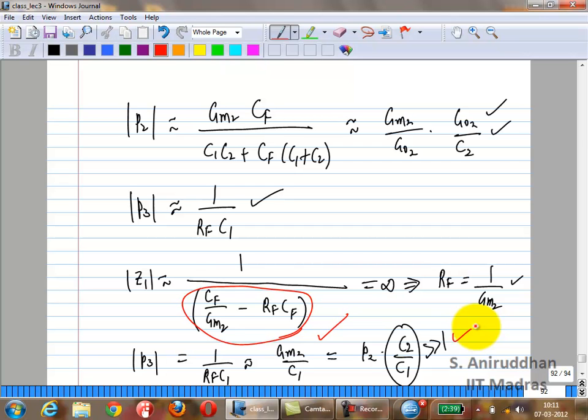The first case we looked at was setting RF to be 1 over GM2, which means you are basically pushing the zero to infinity. What happens if RF is not exactly 1 over GM2? What happens? Let us say RF minus 1 over GM2 is some small number. What happens?